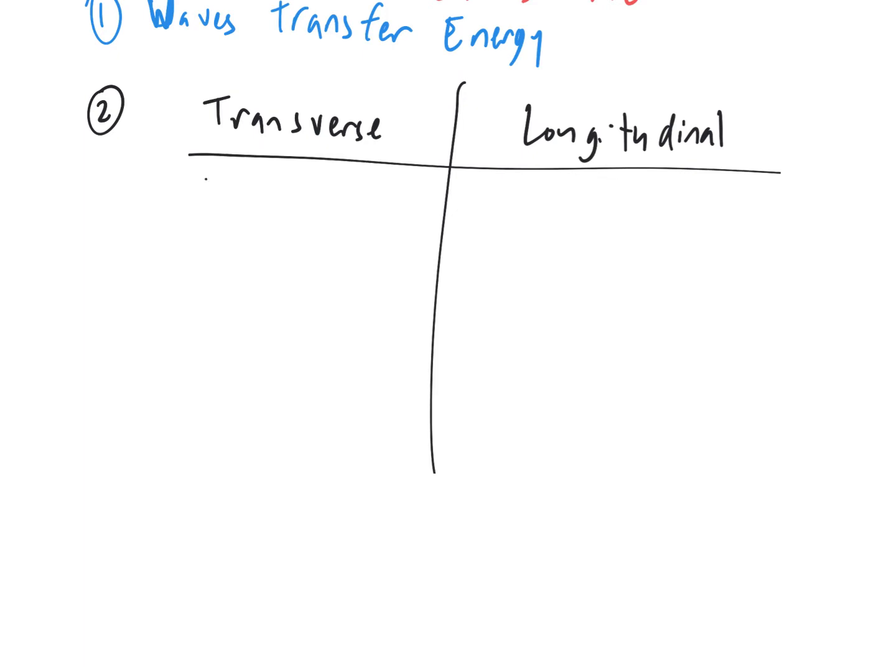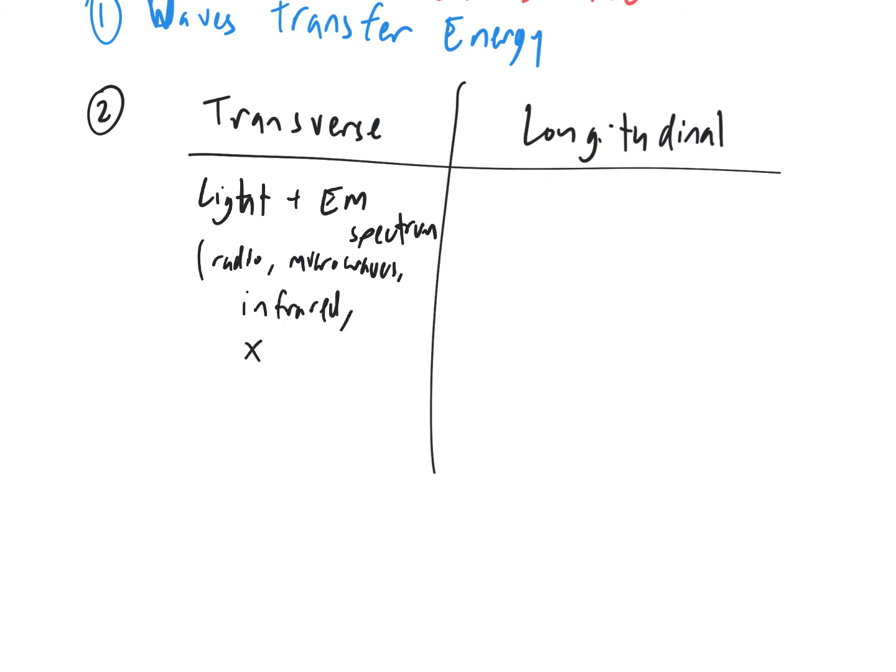Transverse waves are light and everything on the electromagnetic spectrum. So that includes radio waves, microwaves, infrared, X-rays, etc., etc. Longitudinal waves include sound.